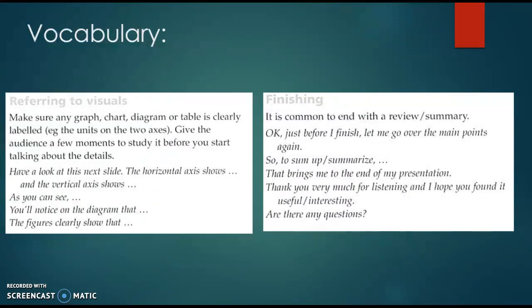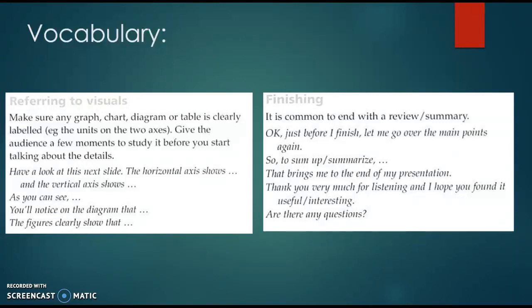So to finish, just to look at some vocabulary. If you want to refer to visuals, make sure any graph, chart or diagram or table is clearly labelled. Give the audience a few moments to study it before you start talking about the details with phrases such as: have a look at this next slide, the horizontal axis shows, and the vertical axis shows, for example.